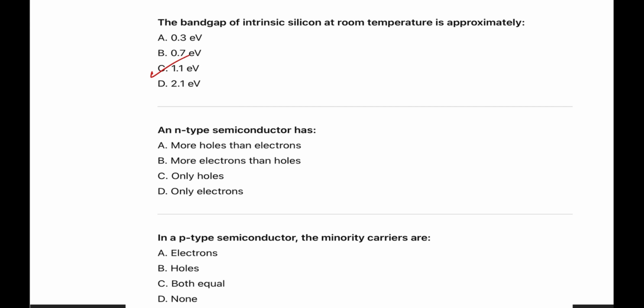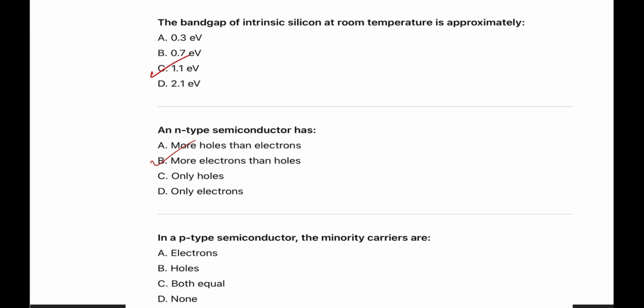Option B, more electrons than holes. Option C, only holes. Option D, only electrons. In the case of N-type semiconductor, we are adding what type of impurity? Donor type of impurity. So they will add more electrons. So in the case of an N-type semiconductor, there will be more electrons than holes. The answer is option B.